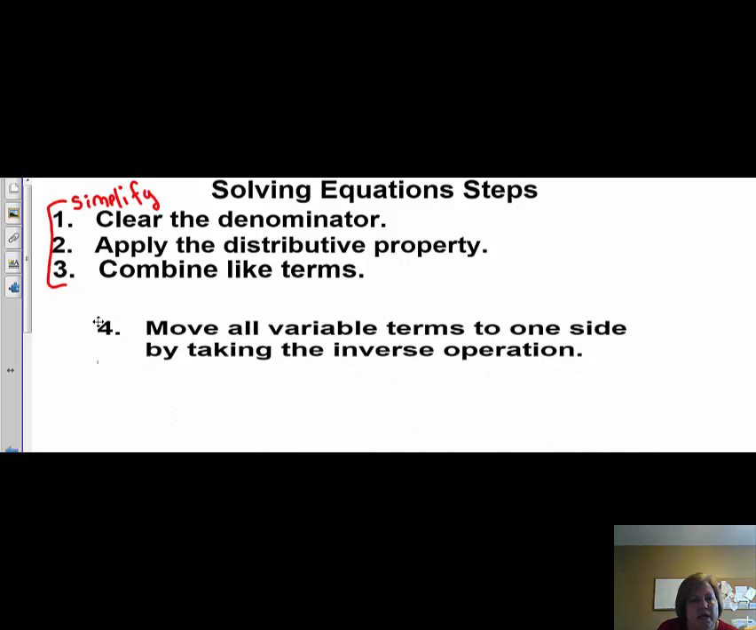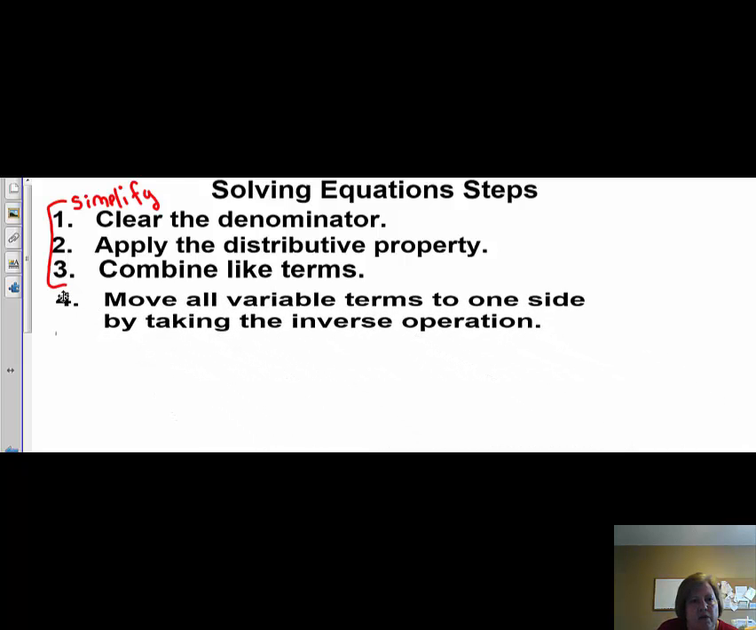First thing I want to do is get all my variables on one side of the equation. So I move them by taking the inverse operation. As you recall, the inverse operations, addition is the inverse of subtraction, multiplication is the inverse of division. So this is to move all the variable terms to one side. You can choose the left side or the right side, but all your variable terms need to be on one side.